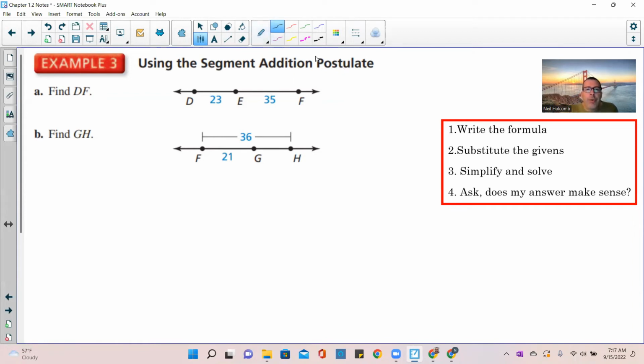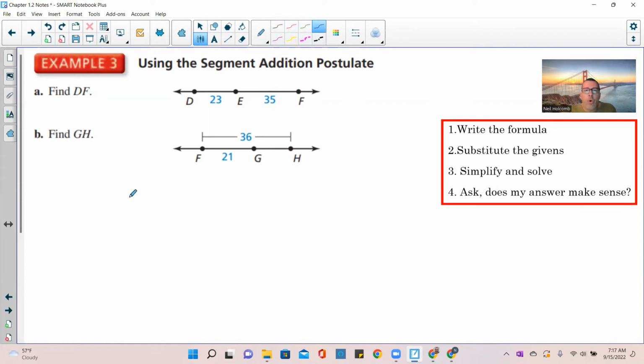All right, so here we go. We're going to find DF. So we're going to use the segment addition postulate. And A says find the length of DF. So whenever you have a segment and there's no bar over the top, you say the length of. Find the length of DF. So here is DF. E is between D and F. So step 1, write the formula.